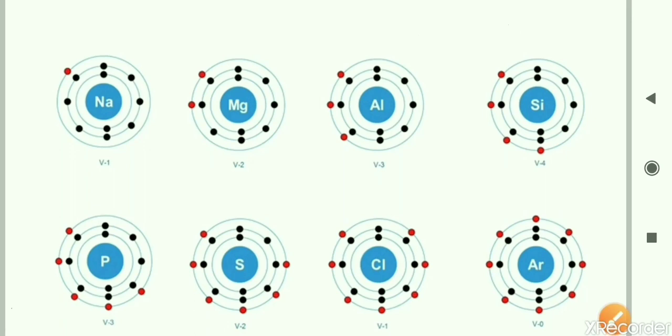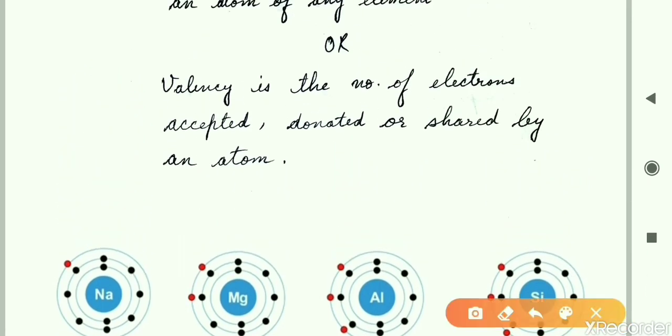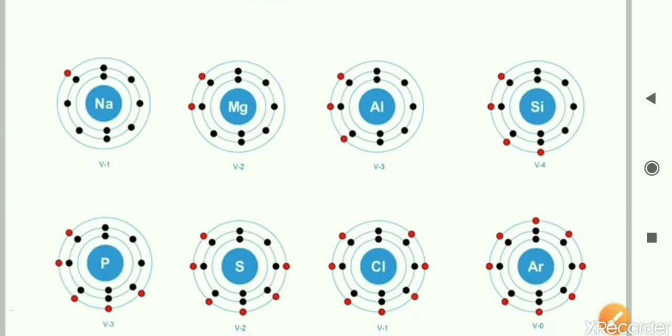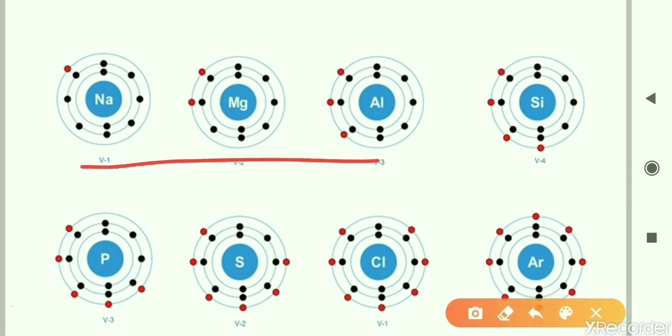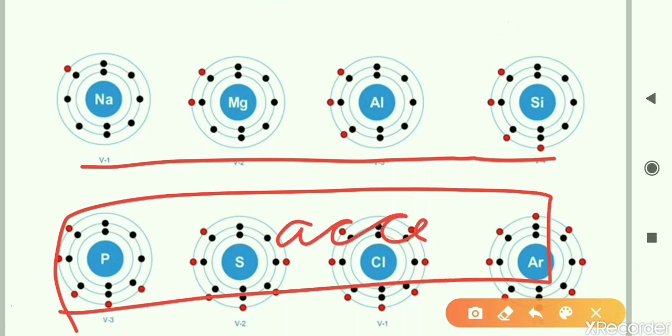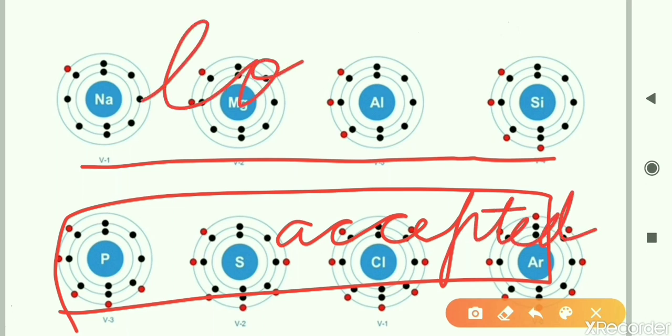Let us have a look at the definition once again. Valency is the number of electrons accepted, donated, or shared by an atom. By these diagrams, it should be clear now. In the first row, the elements are donating, they are losing their electrons. Whatever number of electrons is lost by an atom is the valency. Similarly, in the lower row, the electrons are gained or accepted. Whatever number of electrons is accepted or lost becomes the valency.